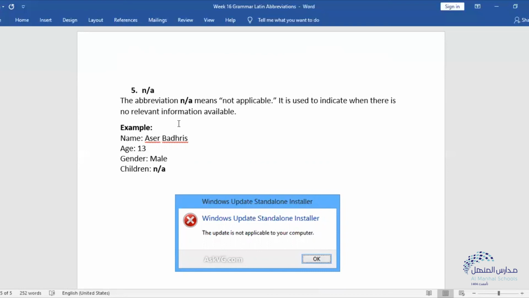So I used the information of one of the students in the classroom. His name, Asa Badris, age 13, gender, he's a male. And then it says, does he have children? And this is inapplicable because he himself is a child at only 13, right?